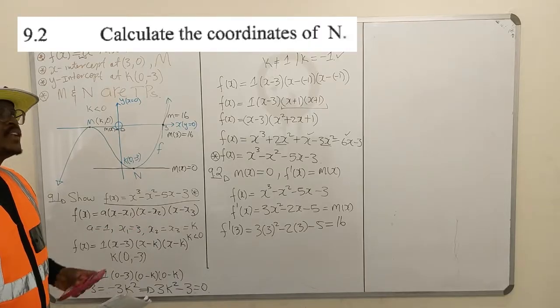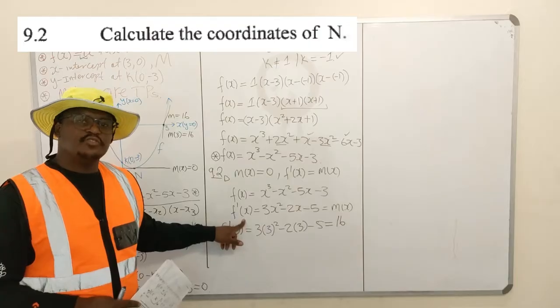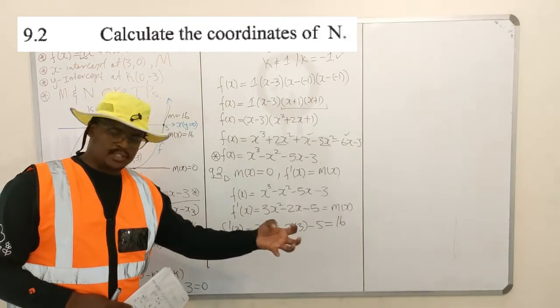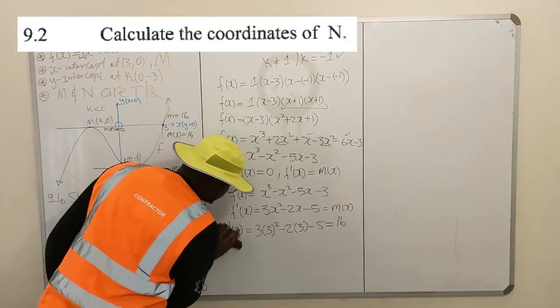That is what a derivative of a function gives you. It gives you a gradient at a point. I'm going to clean this because this was just an example.